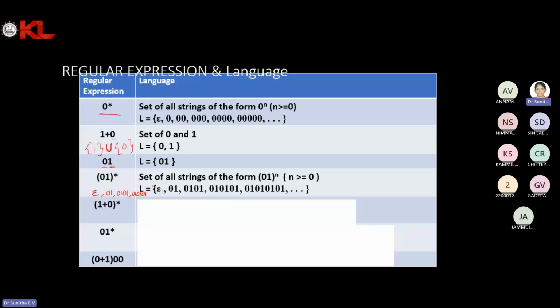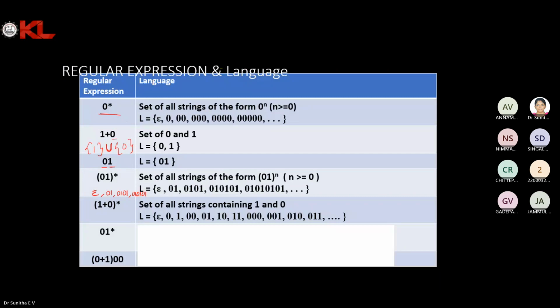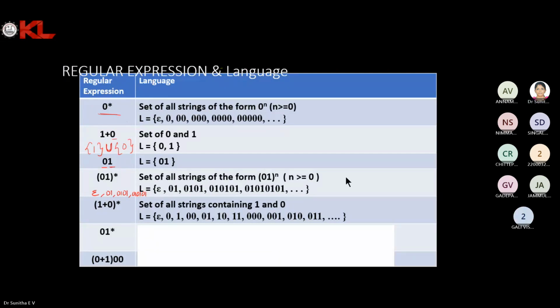Then (1 union 0) star. That is the set of all strings made of 0 and 1. So epsilon, 0, 1, 00, 01, all combinations. Then 0 1 star, so 0 concatenated with the 1 star.